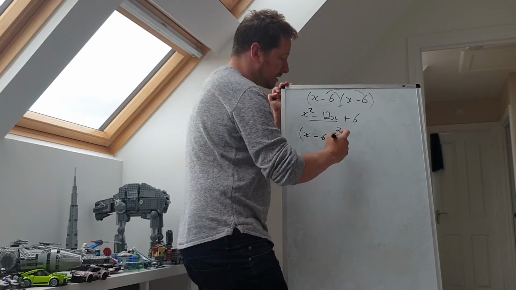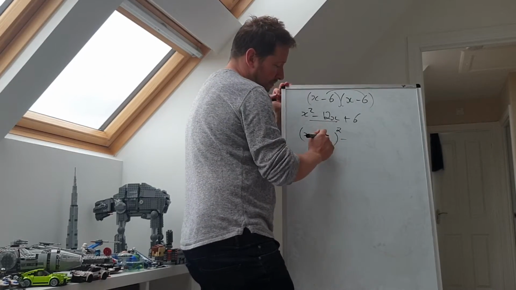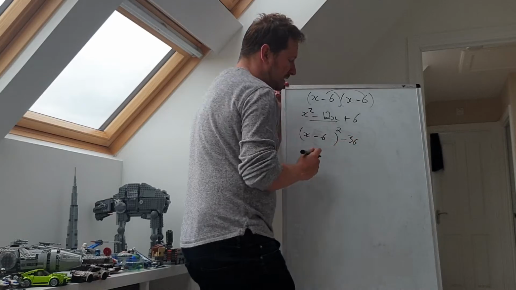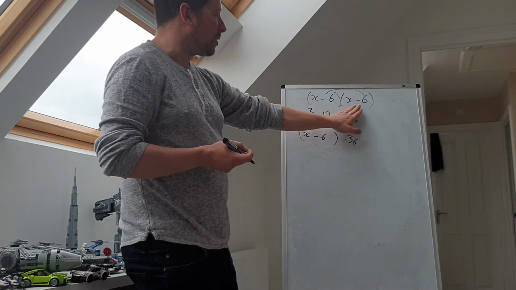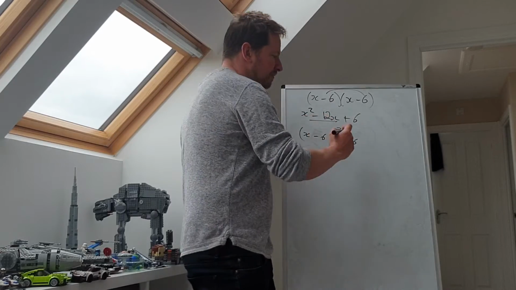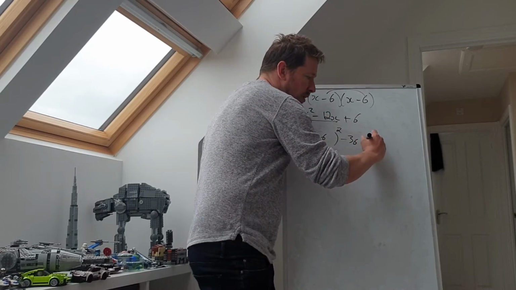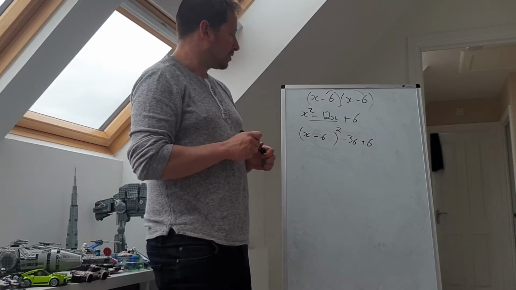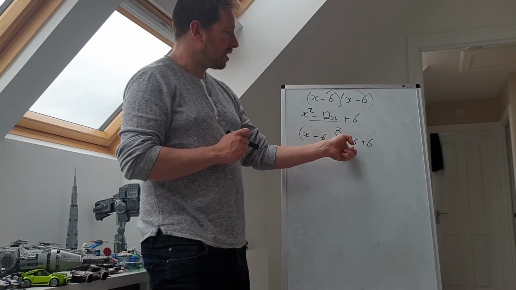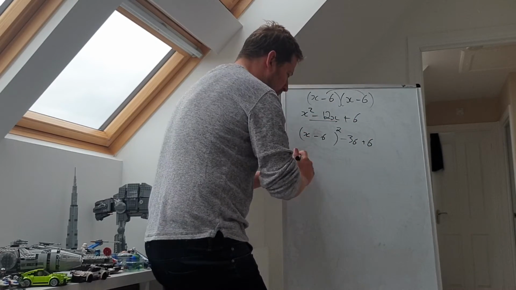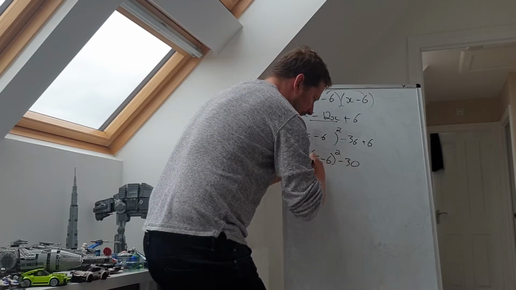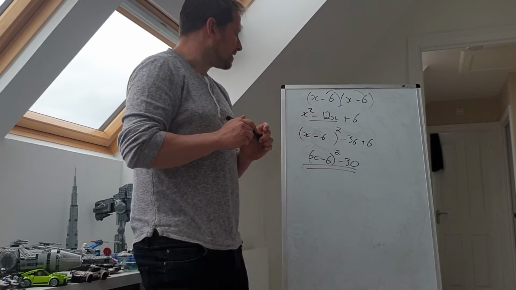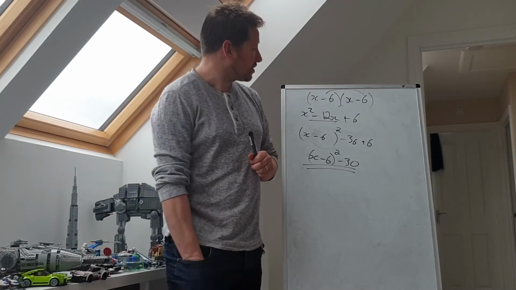We don't want that plus 36. So I'm going to take away 6 squared. So I'm going to take away 36. And then that brings us back to just x squared minus 12x, but we want that plus 6. So whatever's on the end here, we put on the end here. So it's going to be x minus 6 squared, minus 36 plus 6, and then we are going to simplify that. So x minus 6 squared minus 30. And that should be it.